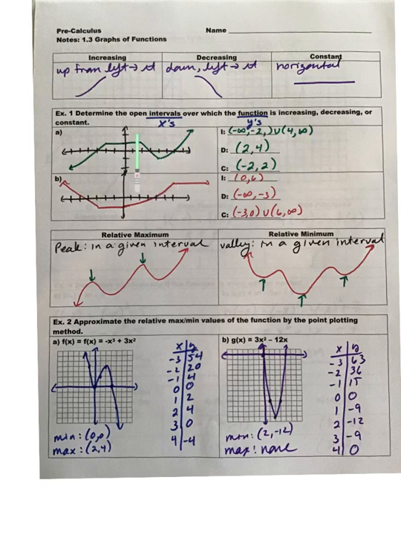So decreasing, well, from here to here, the graph is going down. So the x values are from 2 to 4. So it's decreasing on the interval 2, 4. Constant, well, the graph goes straight across right here. So that goes from the x value of negative 2 to positive 2. So that's where the graph is constant.